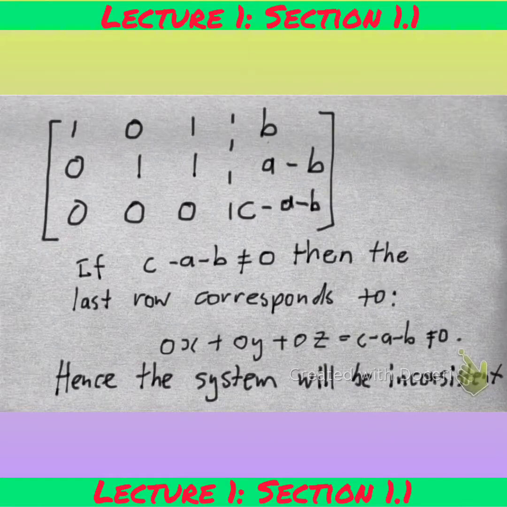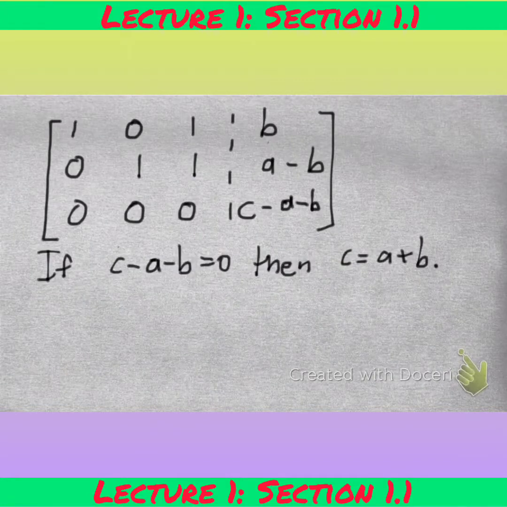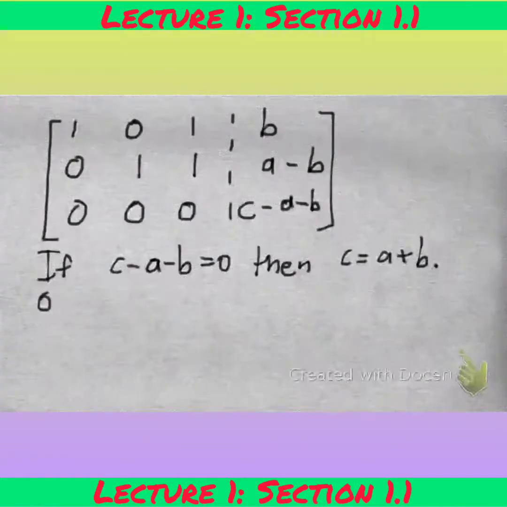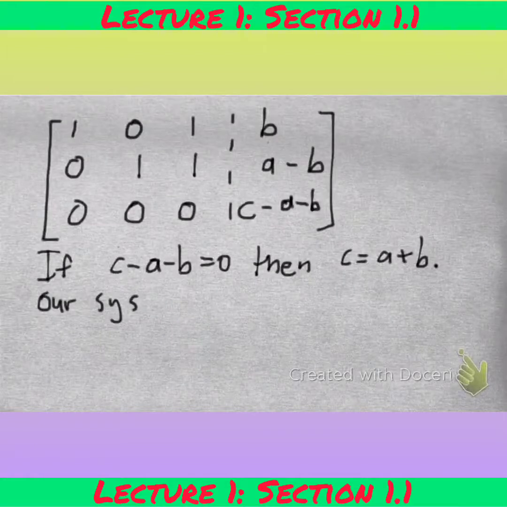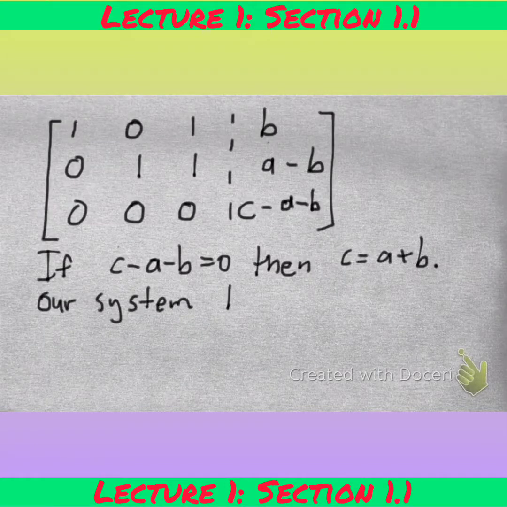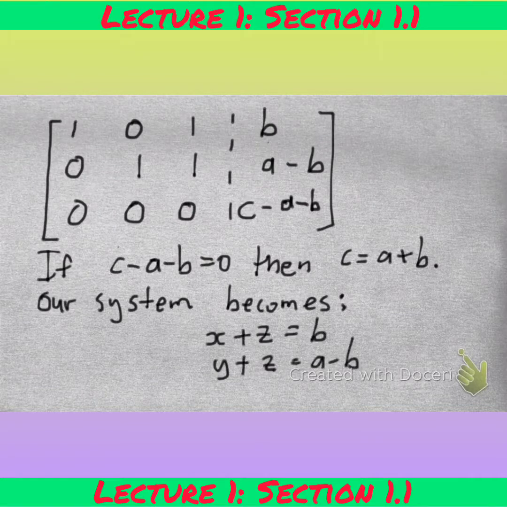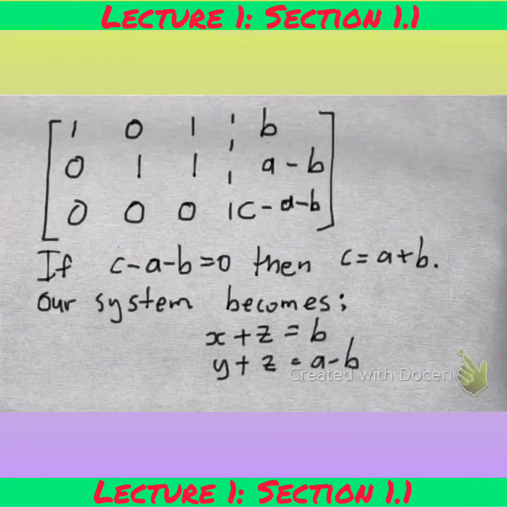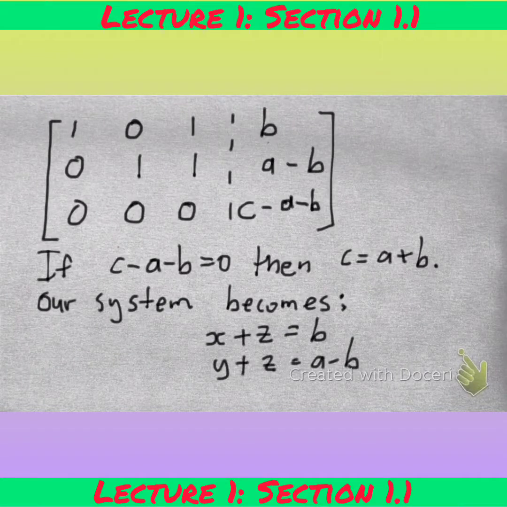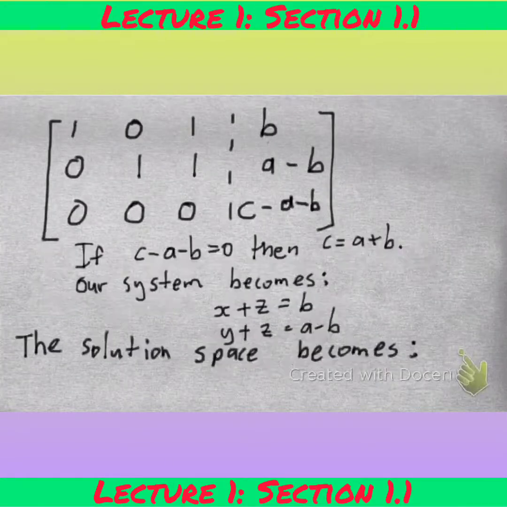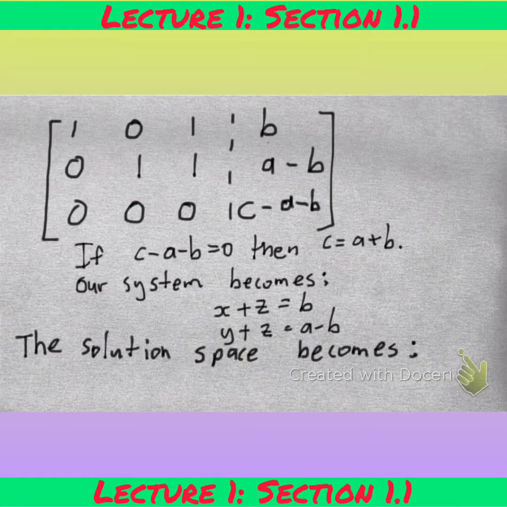Okay, so what happens if C minus A minus B is 0? Then C is equal to A plus B. Basically our system becomes x plus z equals b, y plus z equals a minus b. Right, so the solution space becomes, so it's basically all points.